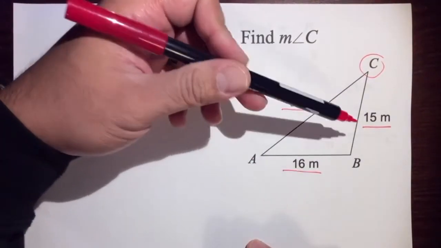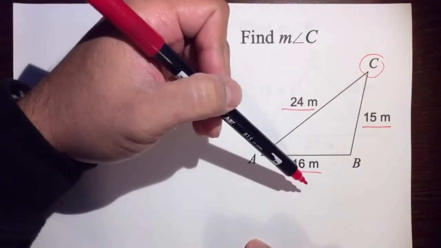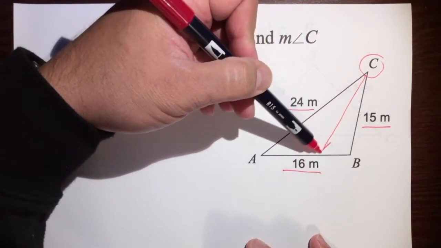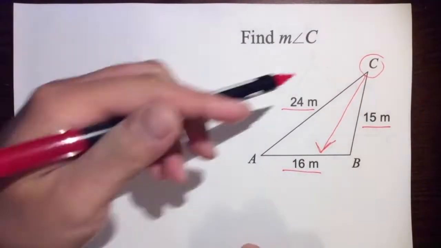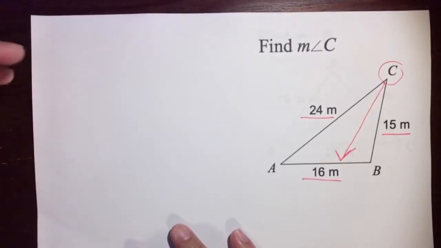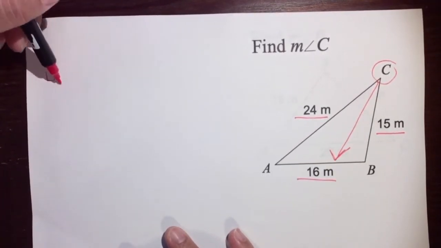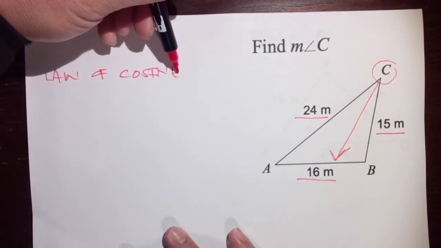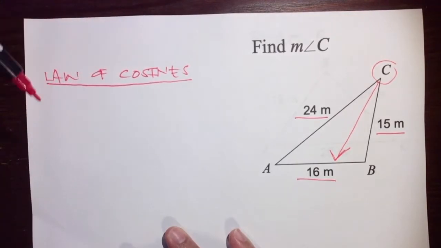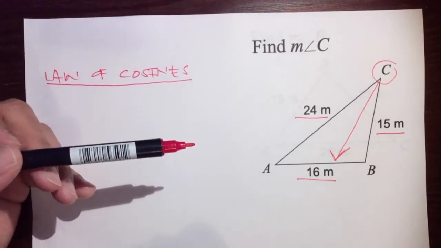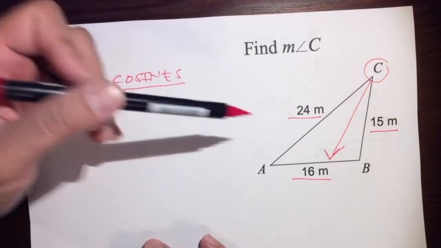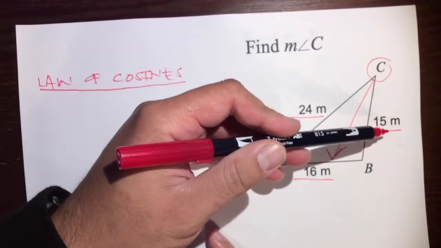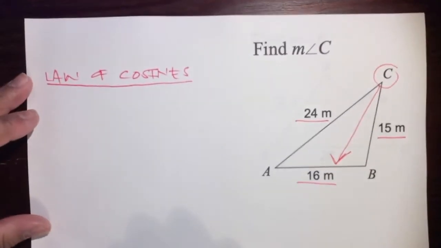But when we run into the situation where we have three sides and we're trying to figure out one angle that's the opposite of one of these sides, then we can use the law of cosines. And if you remember, the law of cosines is used when you have an SAS situation when you're trying to find a missing side. You can also use it when you have an SSS situation, when you're trying to find a missing angle.